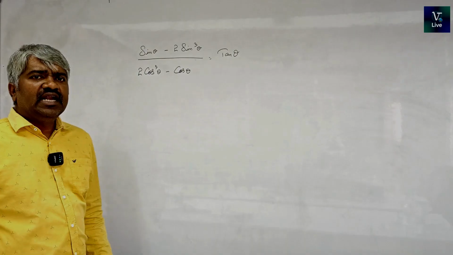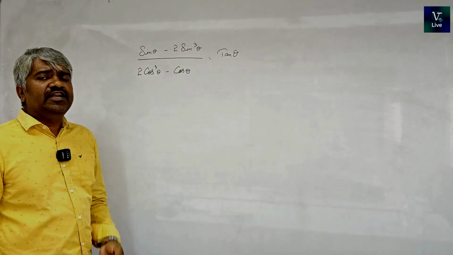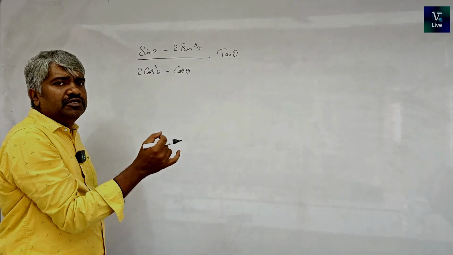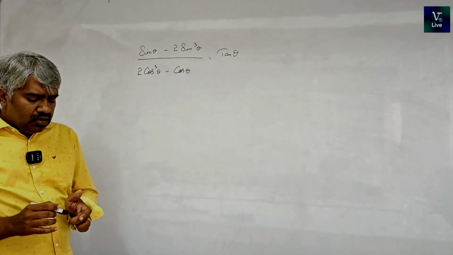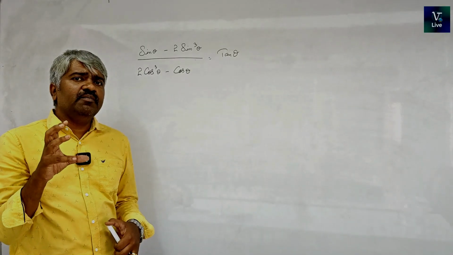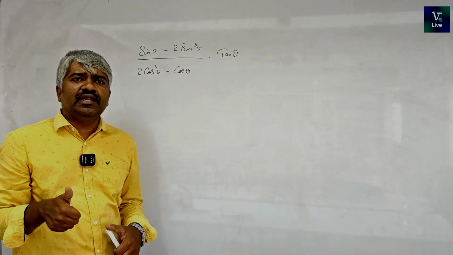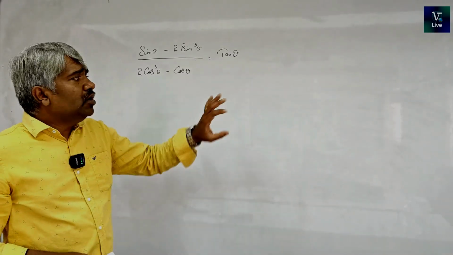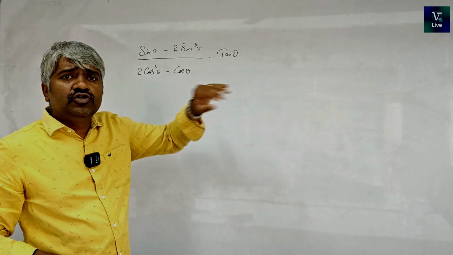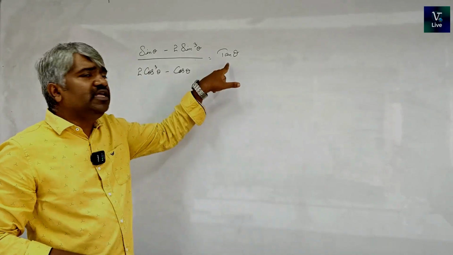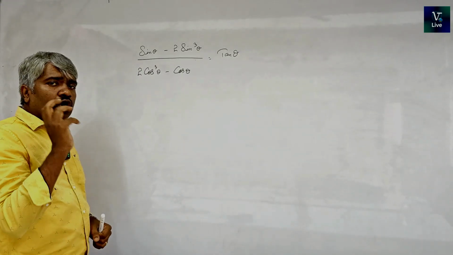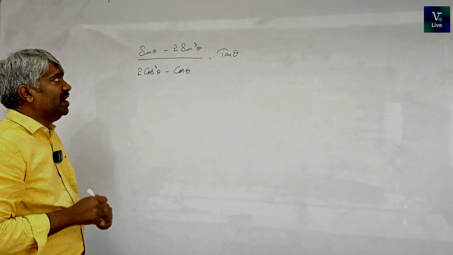Next, we are going to solve the problem: sin theta minus 2 sin cube theta divided by 2 cos cube theta minus cos theta equals tan theta. I'll give you some ideas. You have to keep this idea in your mind before solving any kind of problem from trigonometric identities. First, you should look at what you are going to solve, or the answer which is required. Somehow you have to bring the answer as tan theta. While solving this, you should always keep your required answer in your mind.